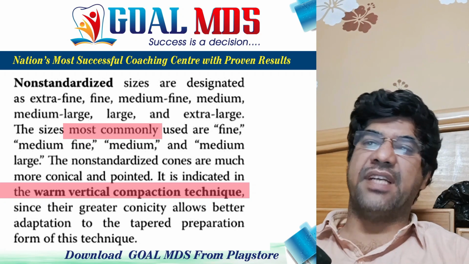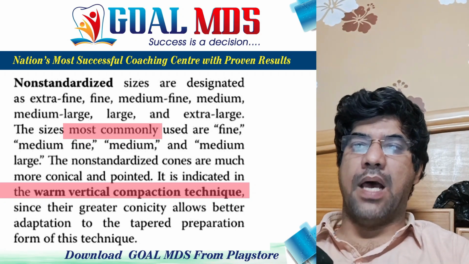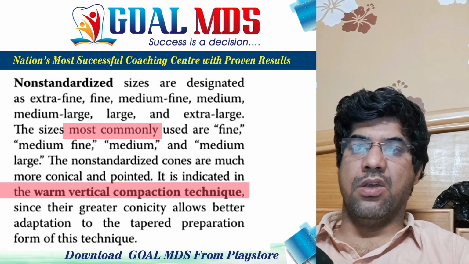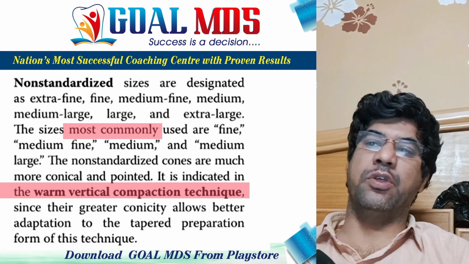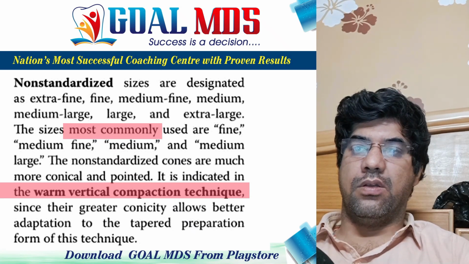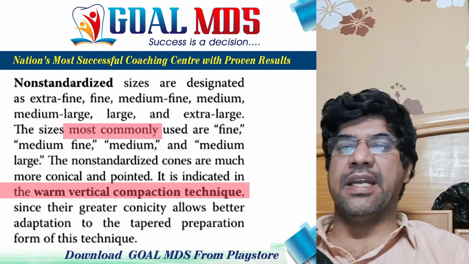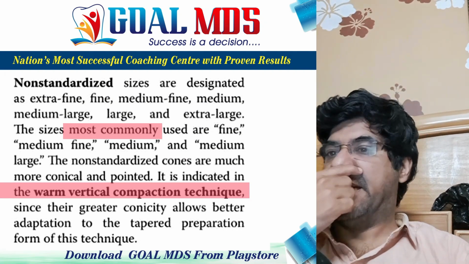Whereas the non-standardized are available in various sizes: extra fine, fine fine, medium fine, medium, large or extra large. The most common sizes that are used are the fine and medium fine sizes. The non-standardized sizes are generally indicated in the warm vertical compaction technique.